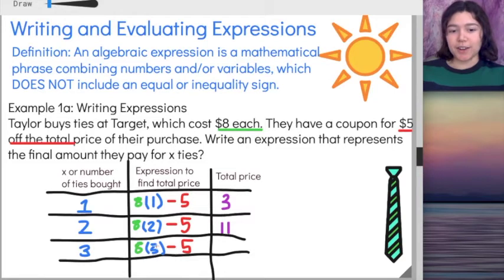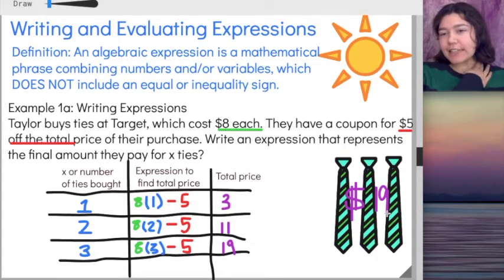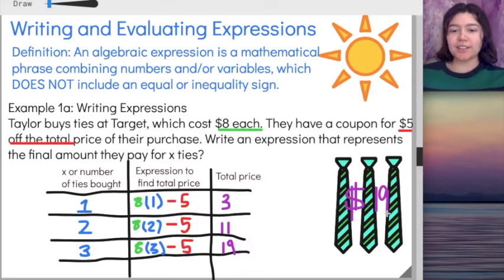Okay, so we need to figure out what's 24, 8 times 3, 24, minus 5. What is 24 minus 5? Yep, 19. Great. Okay, so my 3 ties here, that would end up costing Taylor $19. All right, so then the last thing, which is actually what this question is really asking us to do, is writing an expression that represents the final amount that Taylor's going to pay for x ties.